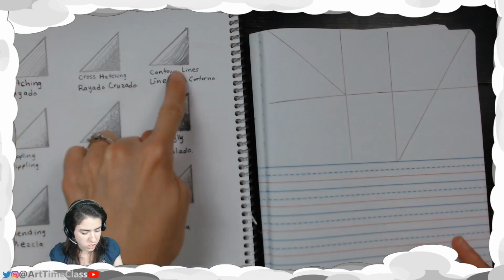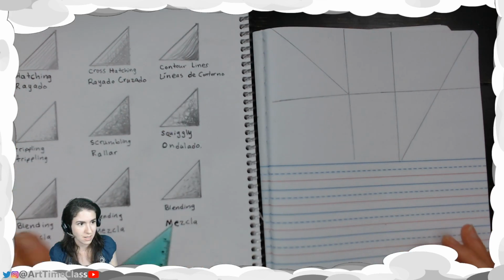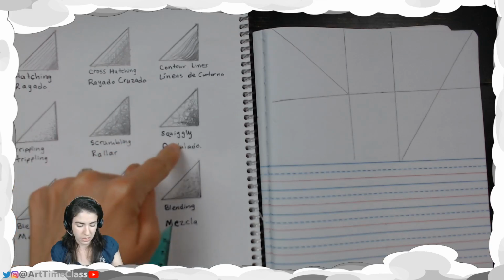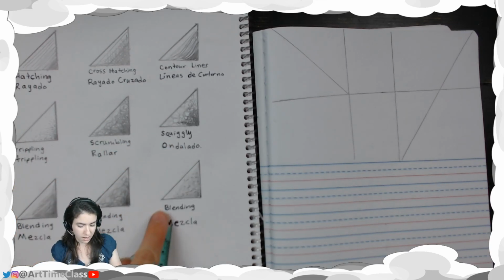Now I'm going to fill in each area with one of these types of blending techniques. And I need to do hatching, cross-hatching, contour lines, scribbling, squiggly, and blending. And then I have an extra couple boxes to do whatever I want. Or I can do another one. I can do like one of these twice if I want.